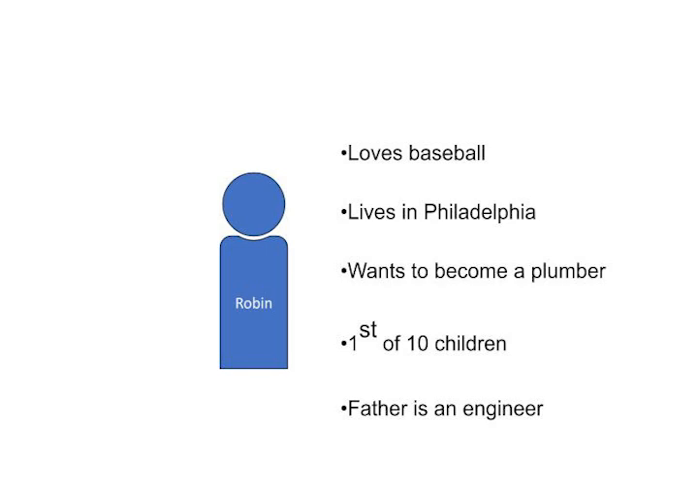Name is Robin. Now, in this case, Robin is blue. Can't tell whether Robin is tall or short, but I think it's tall. And what are the different things we can know about such a person, Robin? Well, we can know they love to play baseball. We can know that they live in Philadelphia. We can know that they're a plumber, or they want to be a plumber when they grow up. We can know that they're the first of 10 kids, and that one of their parents is an engineer. Those are all the things we can know about Robin.